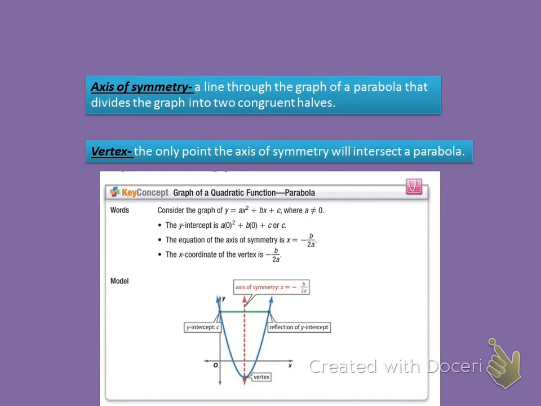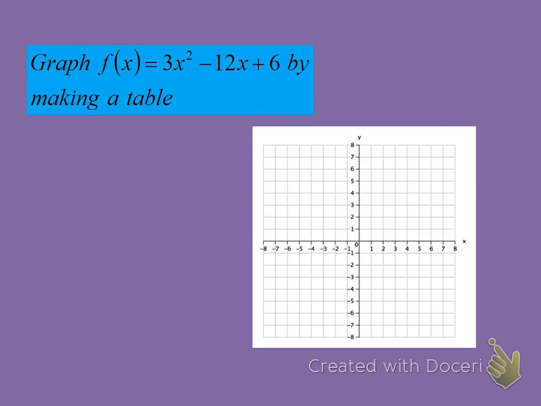Don't worry yet. This is just definitions. You'll see one here now. Graph f of x equals 3x squared minus 12x plus 6, by making a table. Your first thing you want to do is negative b over 2a. That's first, which is why it's important to know a, b, and c.